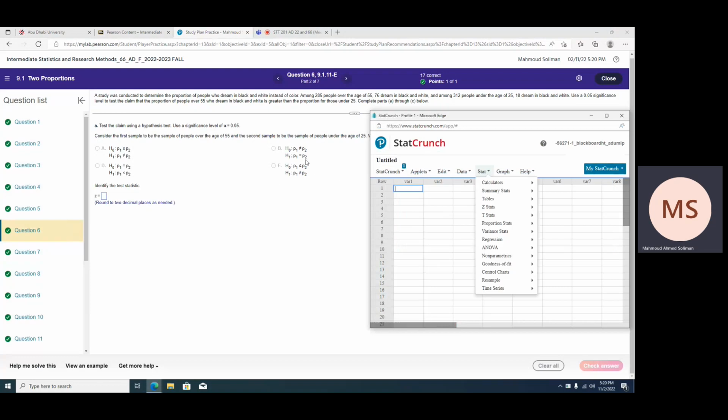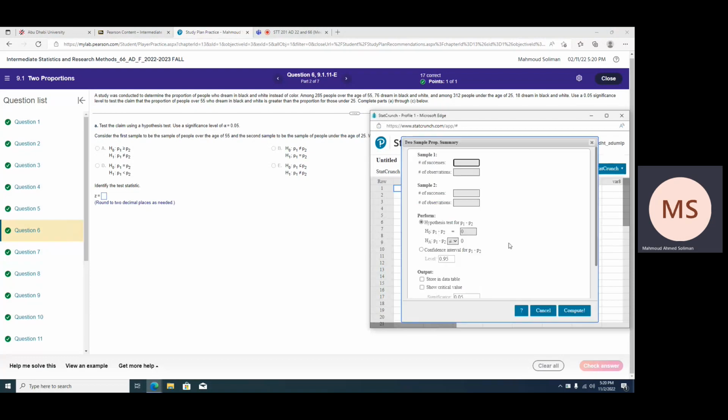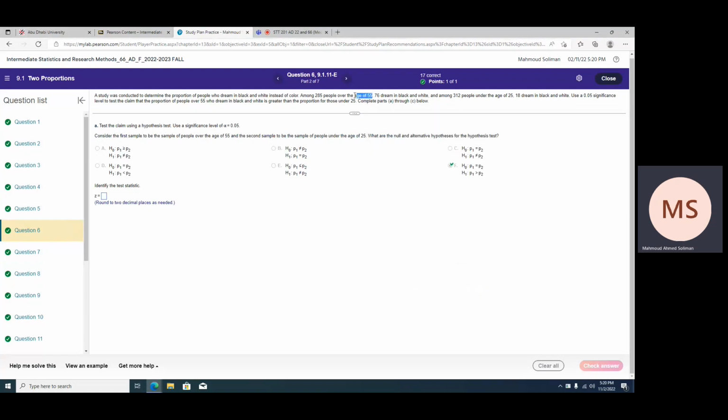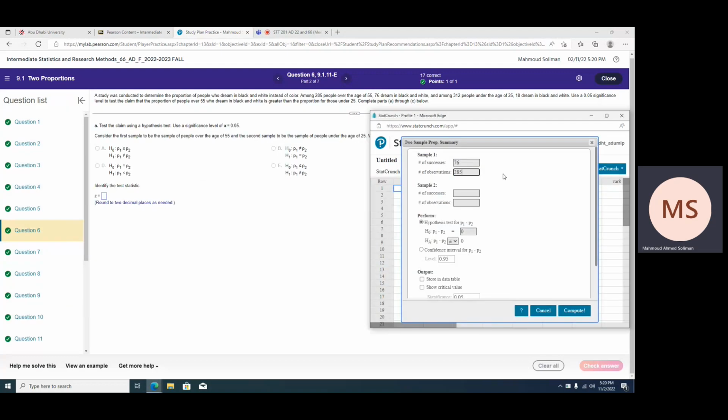We have P in the test, so we'll do two proportions, with summary. We put the successes 76 and 285. Don't put 55 because that's the age of the group. Don't put it. You don't use it in the calculation. Here, 25, we don't use it either. It's the age of the group.